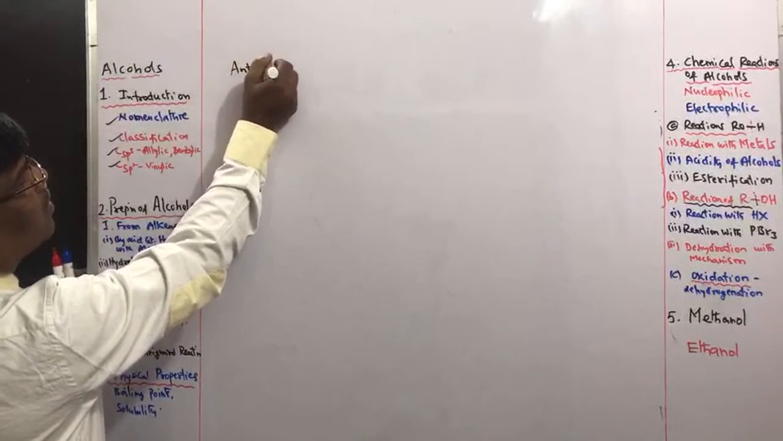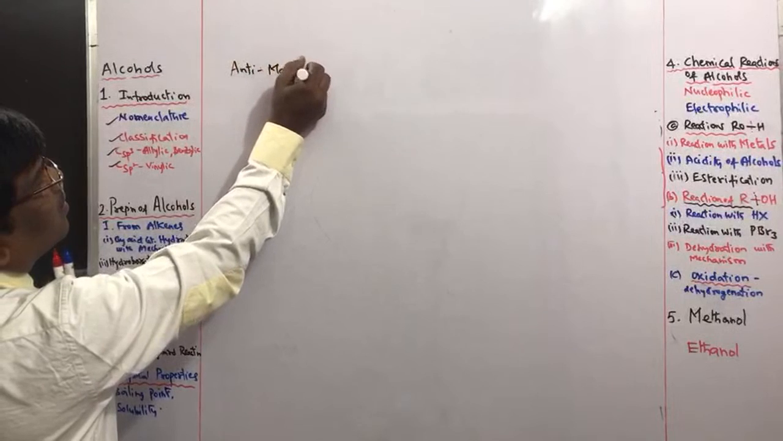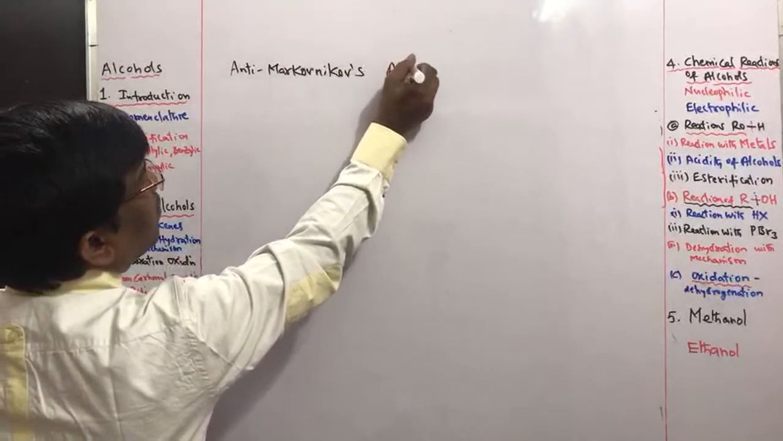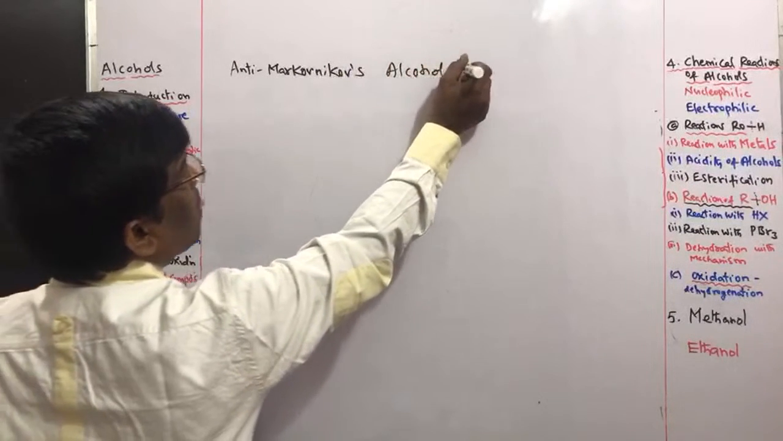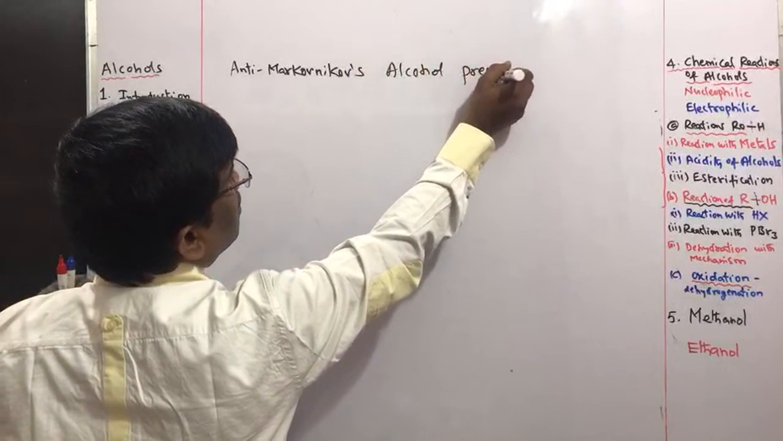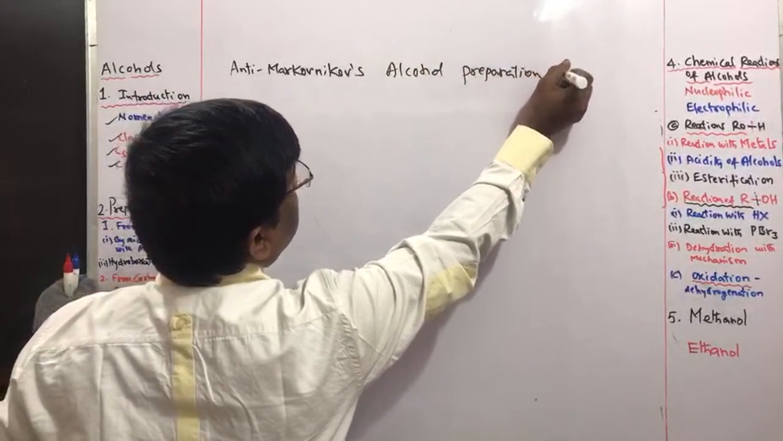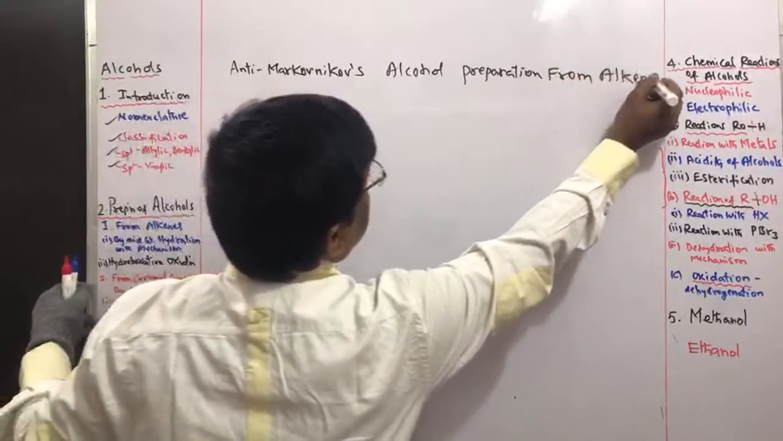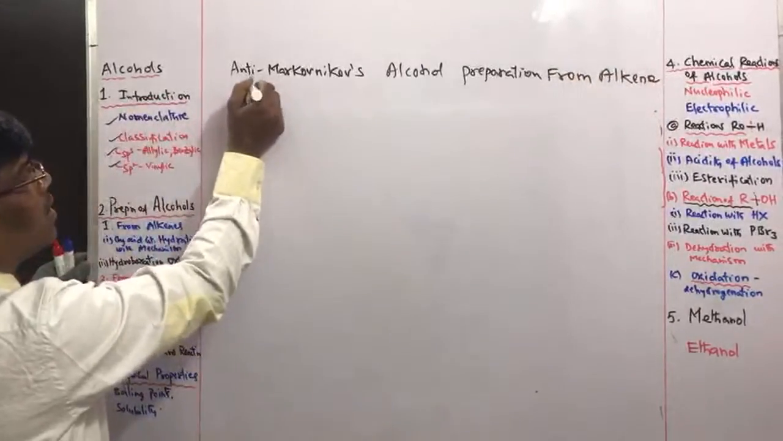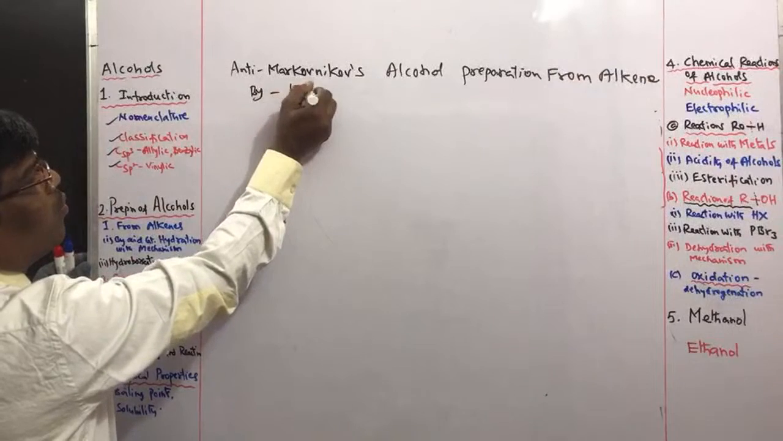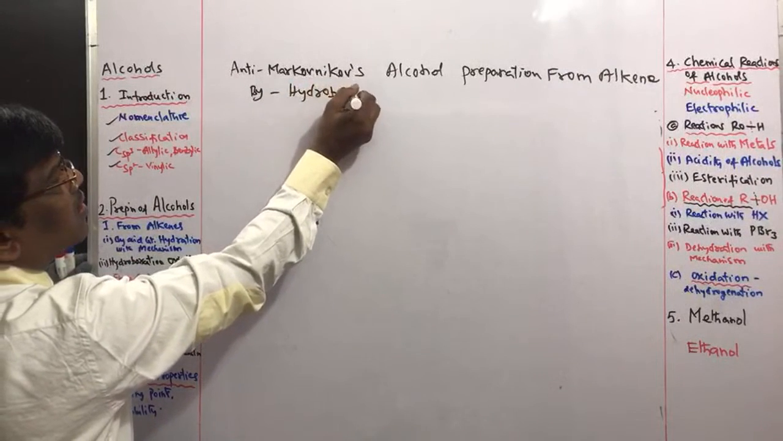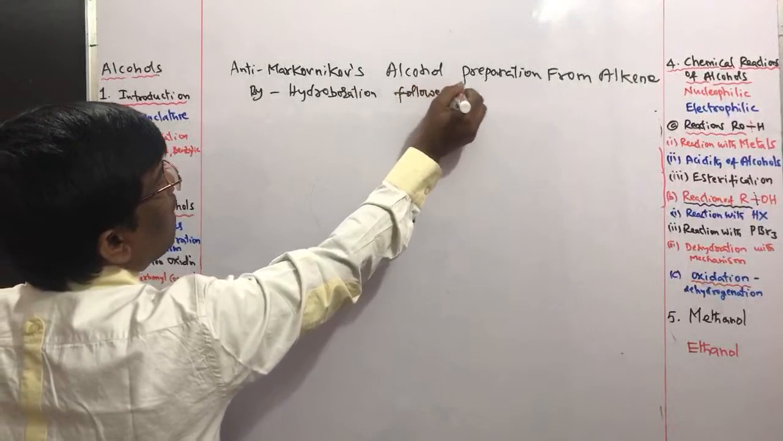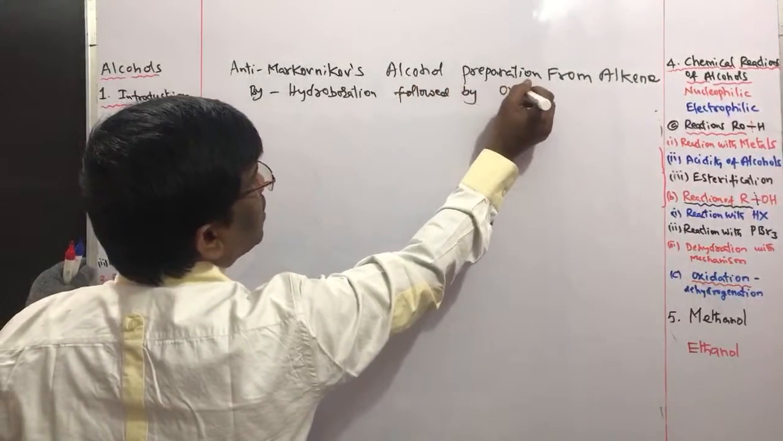Anti-Markovnikov's alcohol preparation. From alkene by hydroboration followed by oxidation.